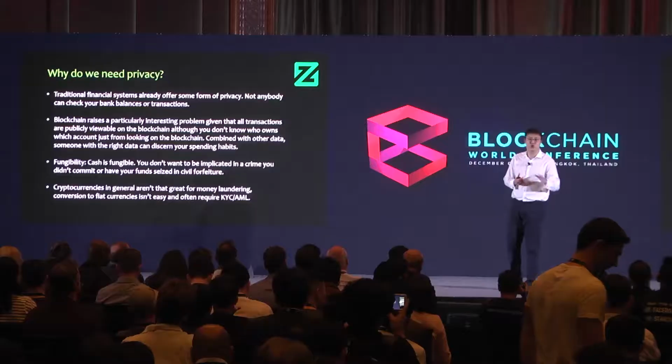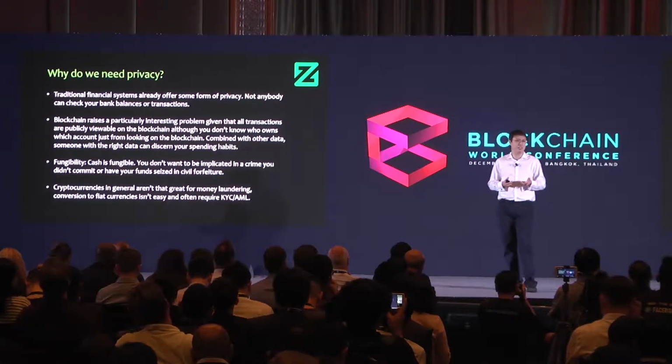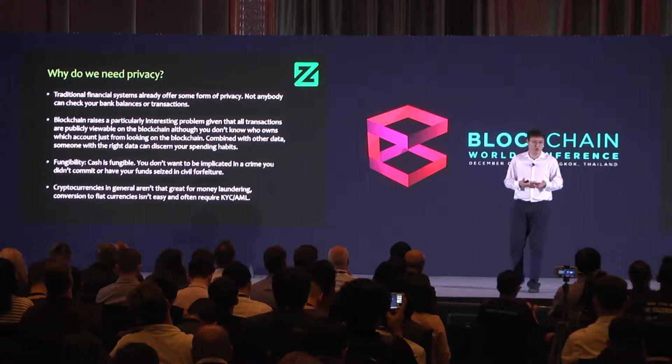But with blockchain, it's particularly more concerning because everything's recorded on the blockchain. With cash, you don't know how many hands it's gone through. But let's say if there was a drug deal, and now I can exactly see the flow of the coins from the drug deal to you, that's a potential problem as well. Your coins are tainted, and that affects the fungibility of your coin.